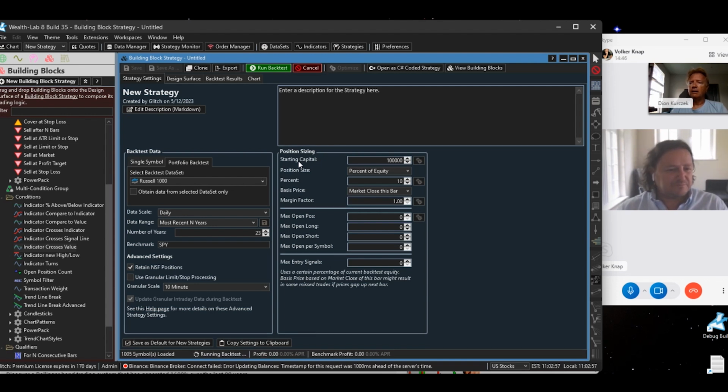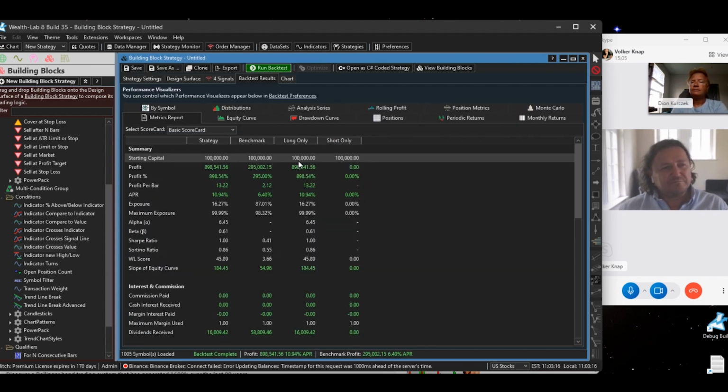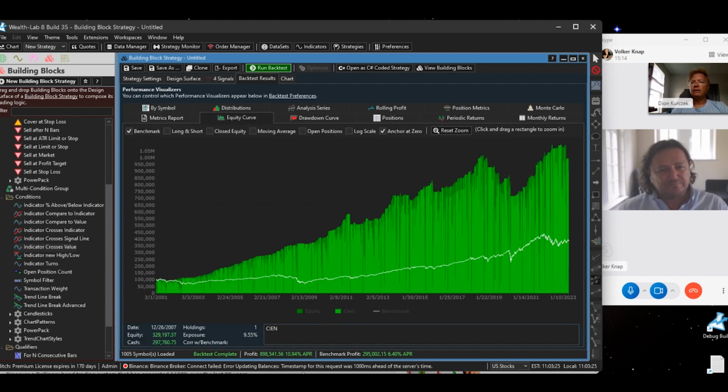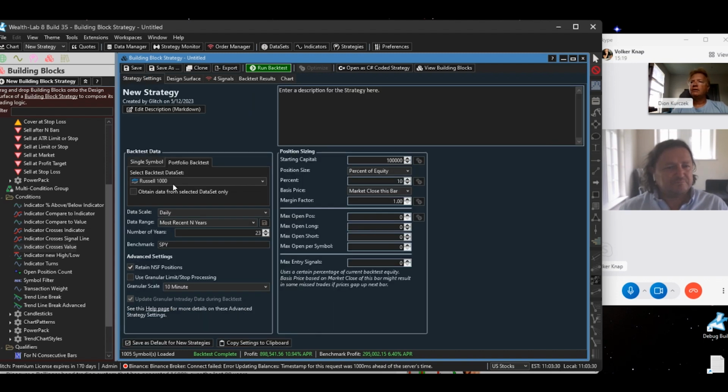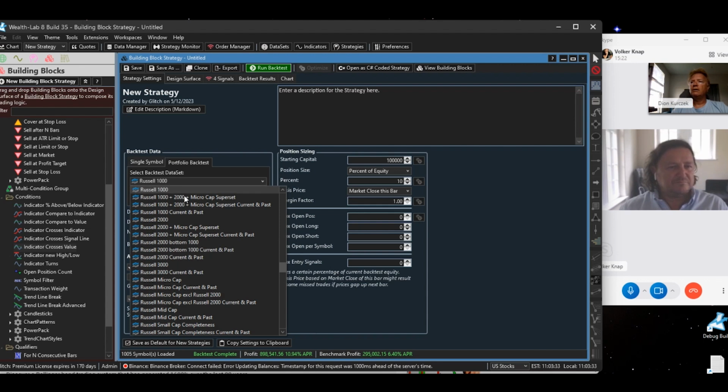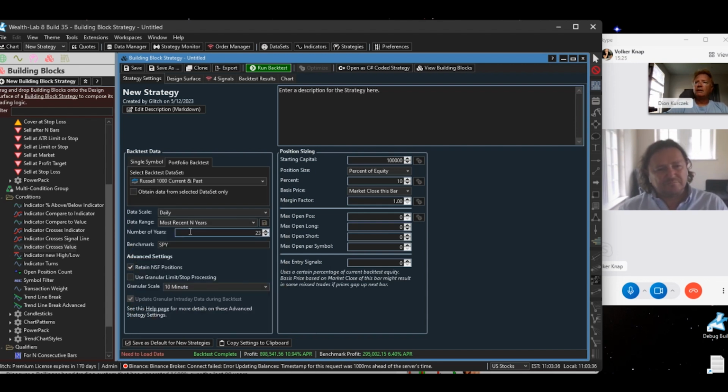Actually didn't take that long. It is now running the backtest. It's loaded 1005 symbols. Oh, you know what? Actually, I'm using the Norgate data here. So this is actually using only the current Russell 1000 symbols. So we do have a profitable strategy here, but let's change this to use the Russell 1000 current and past from Norgate.